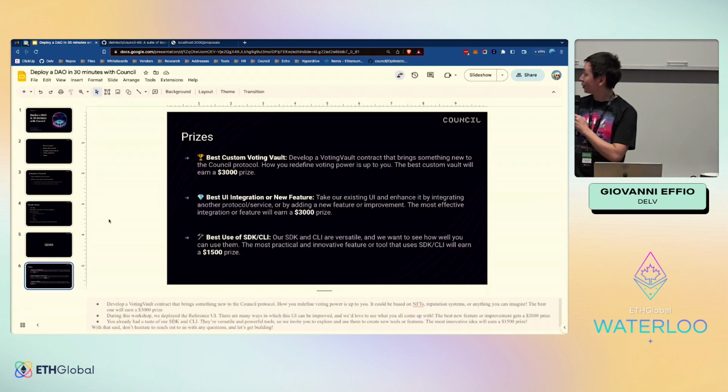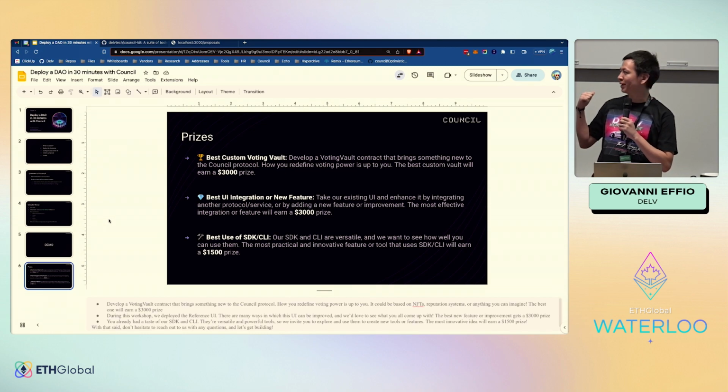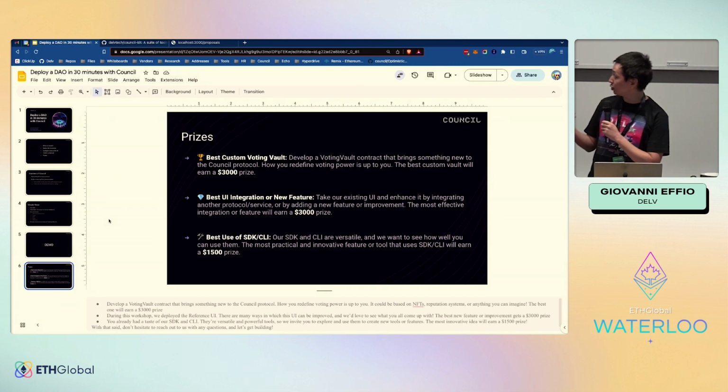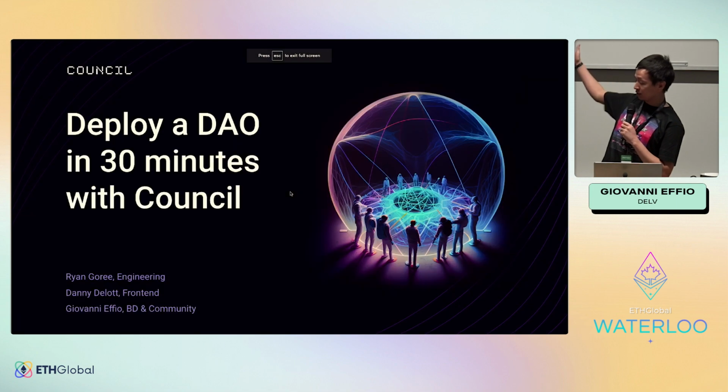Okay, so our first bounty is going to be around creating a new voting vault. So we just deployed an entire DAO, and it was based on the lock-in vault, which is basically one token, one vote. For this first prize, we really want to hear and to see what you think is important for a DAO, what you think the voting power in the DAO should be attributed to. So the best custom voting vault, and the best innovative way of defining voting power will go home with a $3,000 prize.